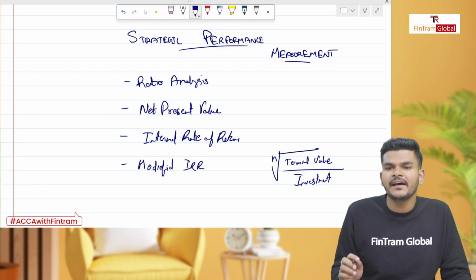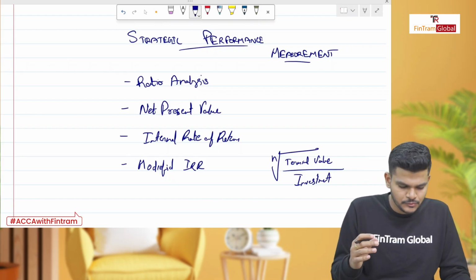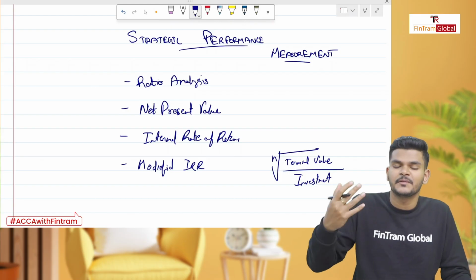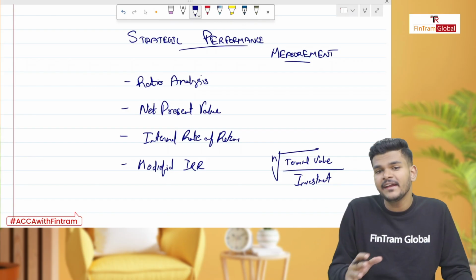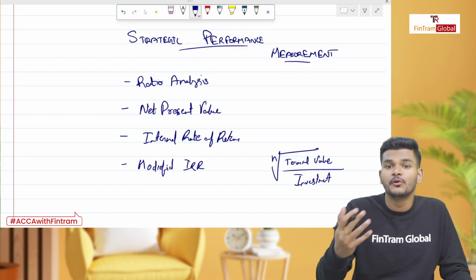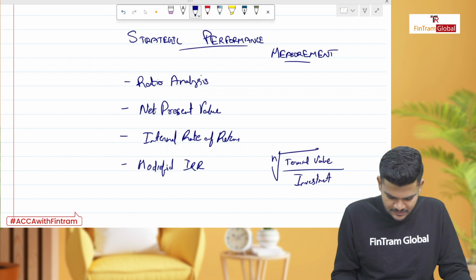So modified IRR changes this assumption, okay folks. IRR assumes that we reinvest money to get zero NPV again, whereas modified IRR assumes that, hey, we'll make more money if we reinvest, okay folks. So that's basically the only change here, to put it very simply.